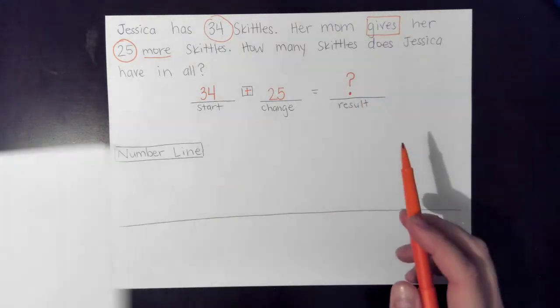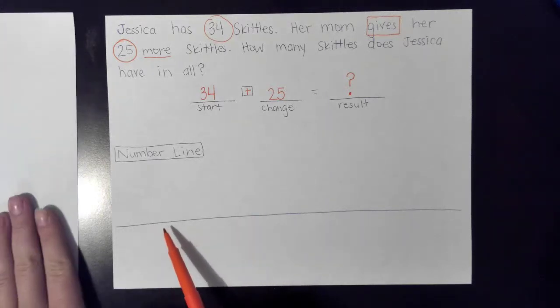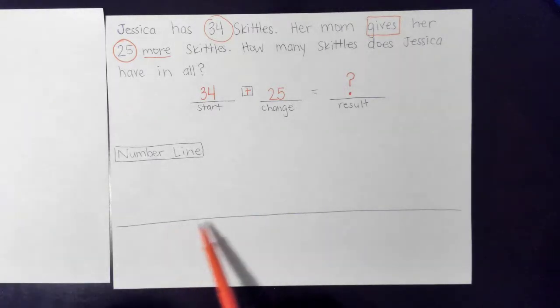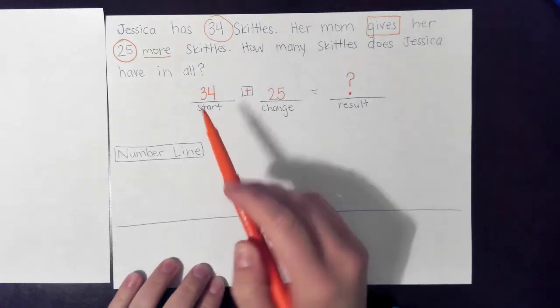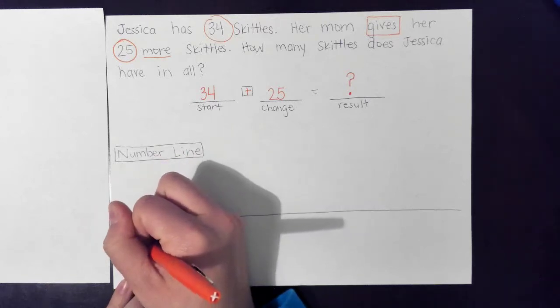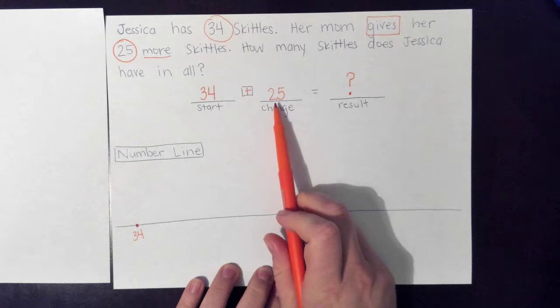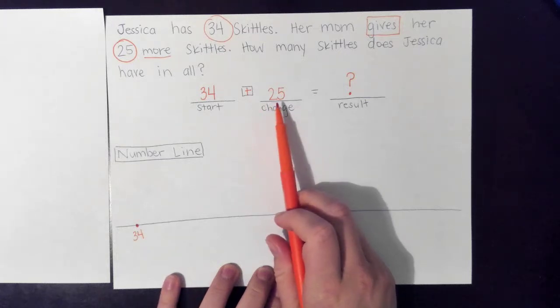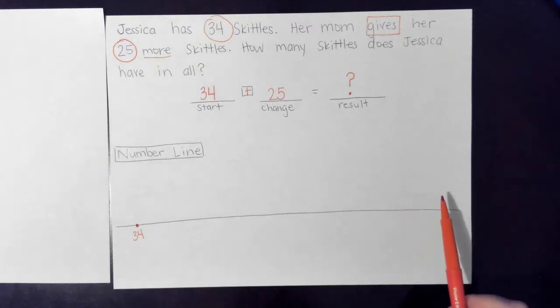So today, like I said, we're going to look at a number line. So when you use a number line, you have this line that you're going to draw. And you're going to have a starting point. Well, I know my start is 34. So I'm going to make a dot that I know that 34 is my starting point. When I look at the number 25, I know I'm going to add to it. So I'm going to jump this way to the right to add to it.